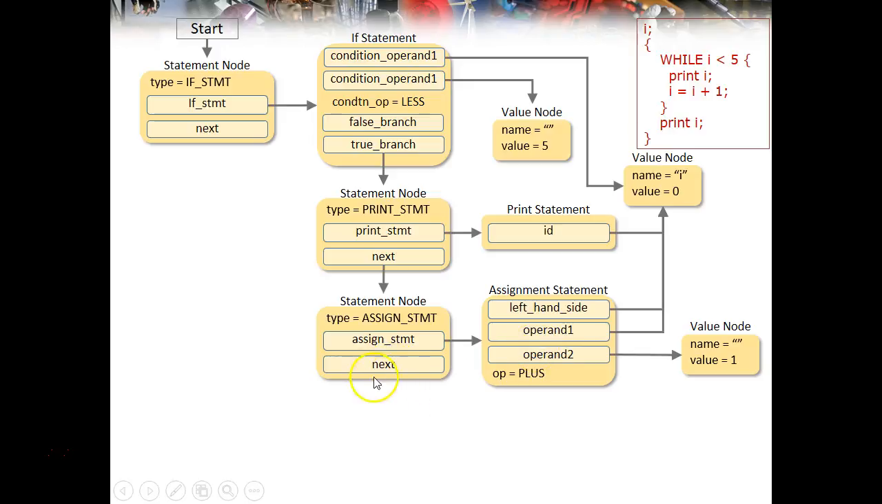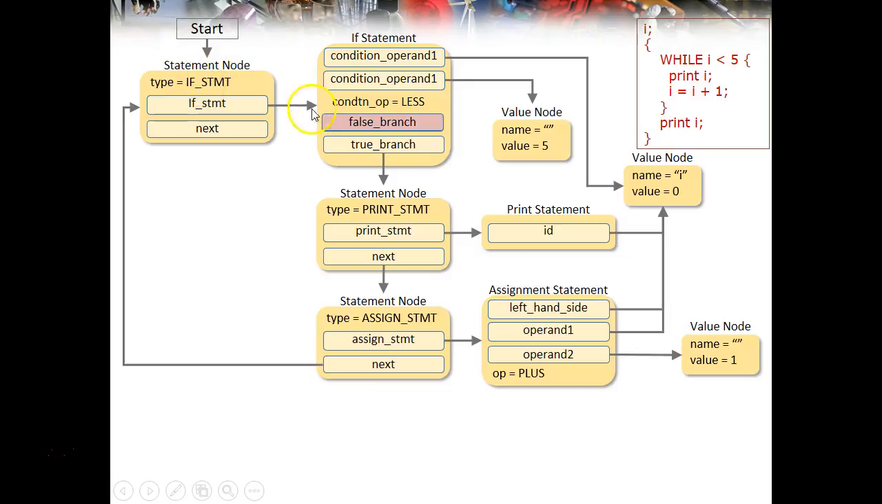Now, once we get done with this statement, with this next, where do we go next, based on the code? Yeah, go back. So the next statement in here must be a statement node. It can't be a particular statement. So it's going to point all the way back to here.